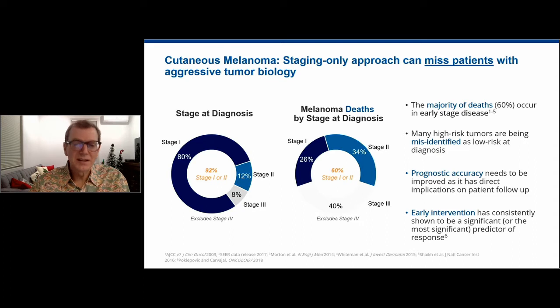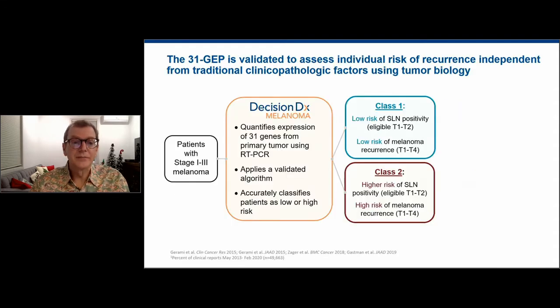And so because the majority of these patients are dying from thinner disease, we certainly have things within our staging system that could be improved as far as prognostic accuracy. And one of the major emphasis points for today will be that early intervention consistently gives better outcomes when we get these patients to the surgical oncologist and to the medical oncologist sooner rather than later.